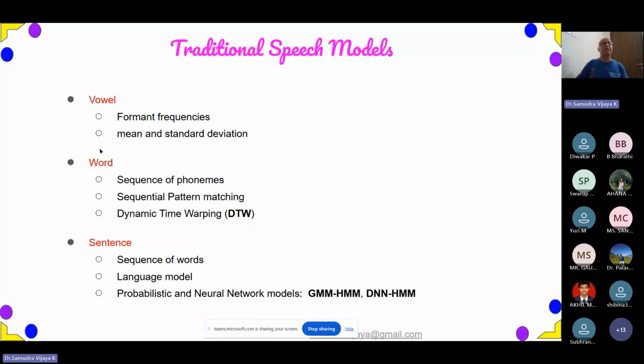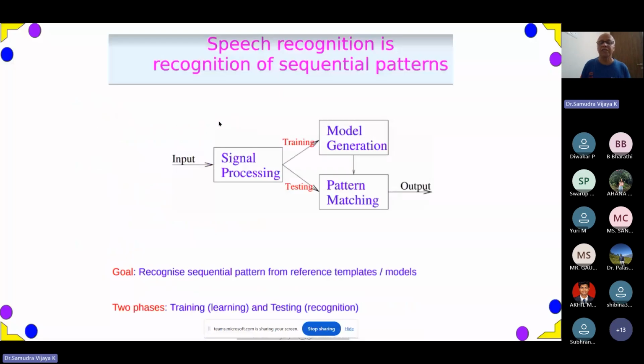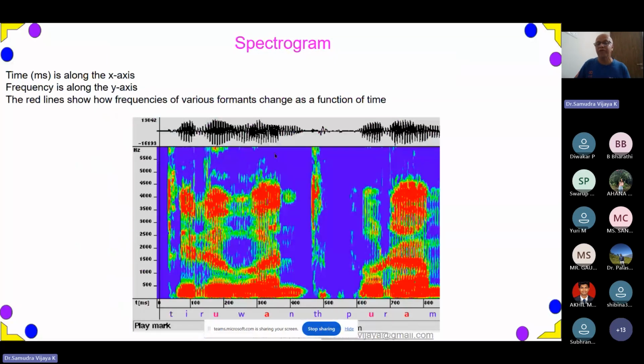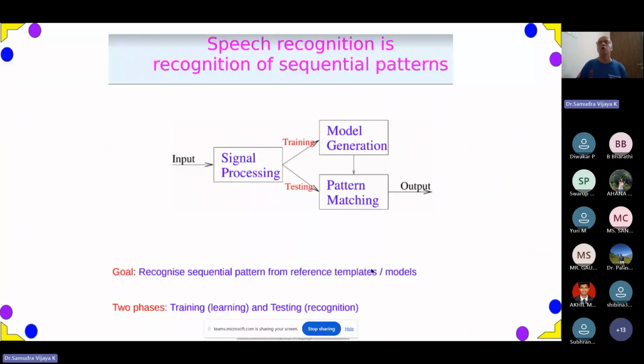That's so you can recognize one individual sound. In the case of vowels, formant frequencies are useful because if you look at the oo here, its formant frequencies are different from the formant frequencies of the oo here, and here. So they are different. Therefore, formants can be used to recognize the vowels.